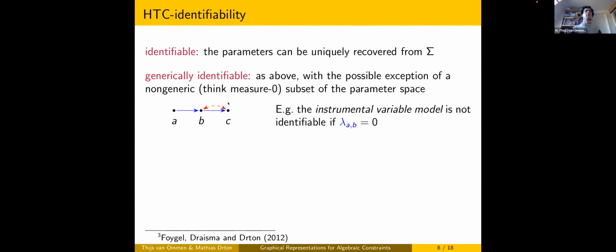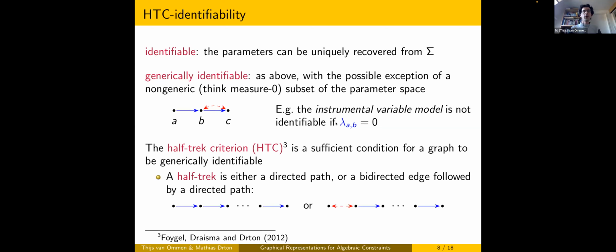Okay, so generic identifiability is more relevant, I think, in practice when dealing with linear structural equation models than identifiability. For identifiability, a graphical criterion exists that says exactly whether the graph is identifiable or not. But for generic identifiability, this is more difficult.